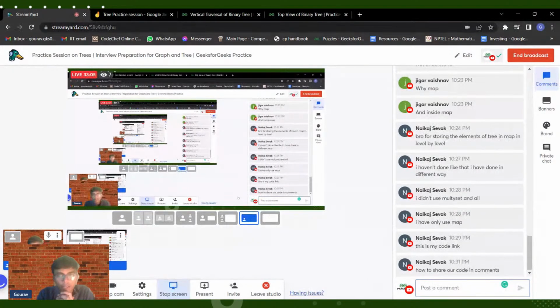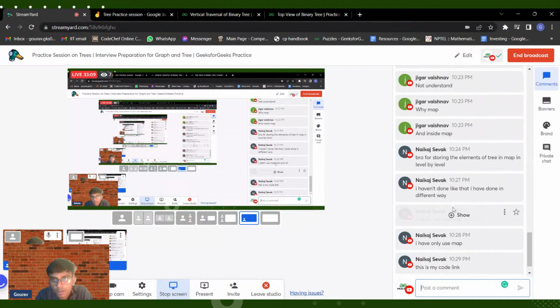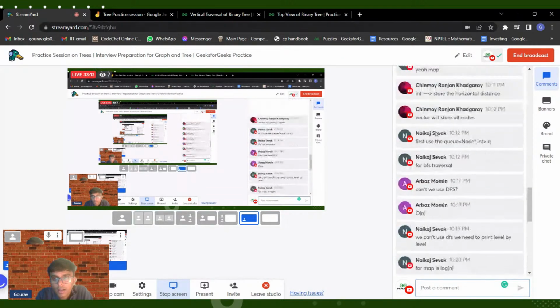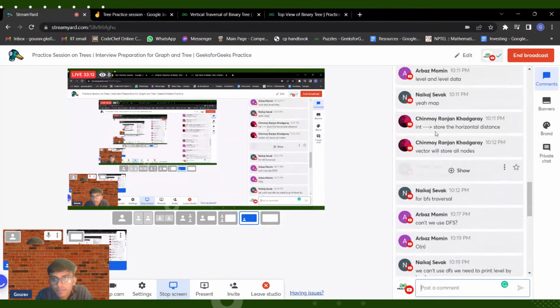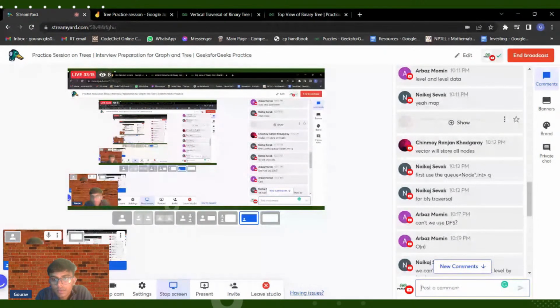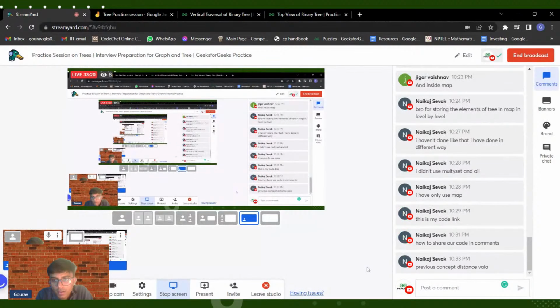Yeah, Naika, hello Vaishnav, and hello Chinmay. Previous concept distance. Yes, we have to use it only, but tell me what small modification we will do that will help us solve this problem.